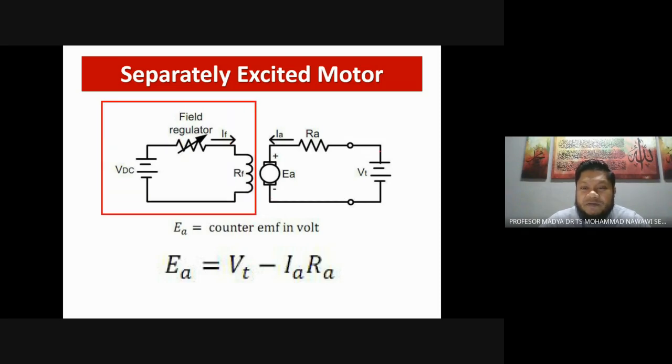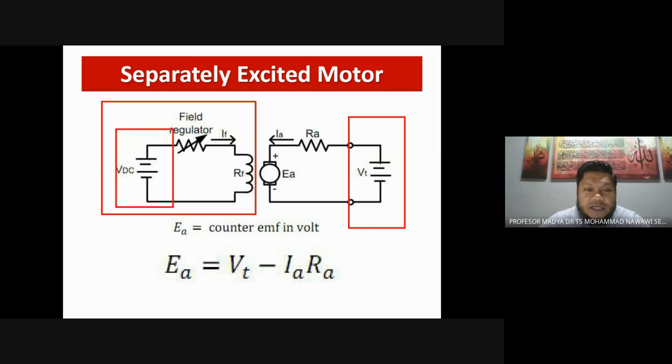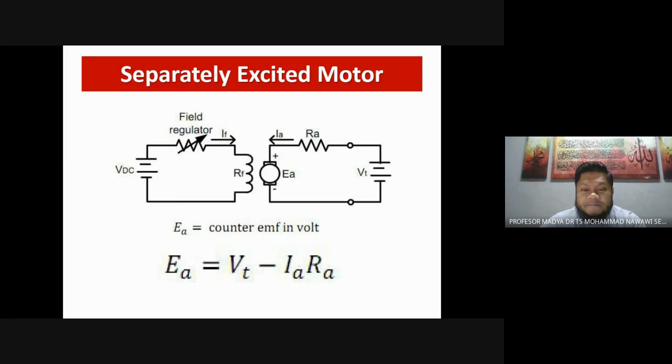It is separate from the source, the VT, the terminal voltage. It has a different power supply, a different power supply to give current to the field winding, to create the magnetic field inside the motor. So this is known as a separately excited motor, and we have this EA. EA is known as the back EMF.